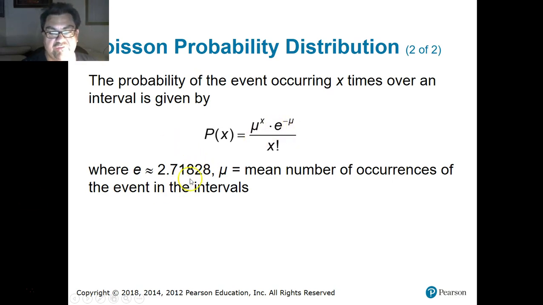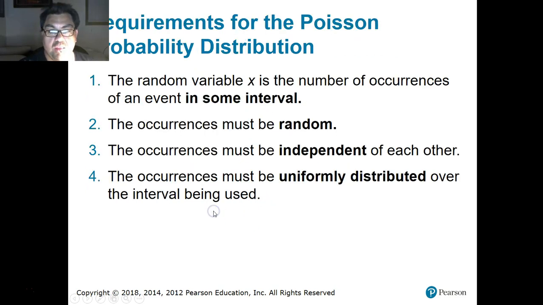That's a number. It's 2.71828. You also probably have a button on your calculator that says e to the, so you can use that one. There's no mu to the x button though. That's kind of sad. All right, so requirements for a Poisson probability distribution.